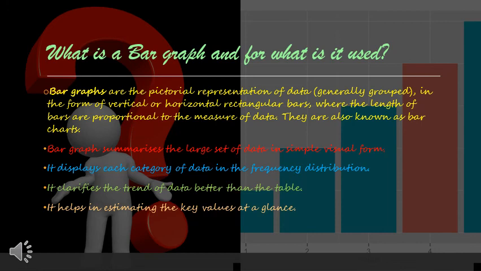A bar graph summarizes large data in a simple visual form. It displays each category of data in the frequency distribution. It clarifies the trend of the data better than a table. It helps in estimating the key values at a glance.